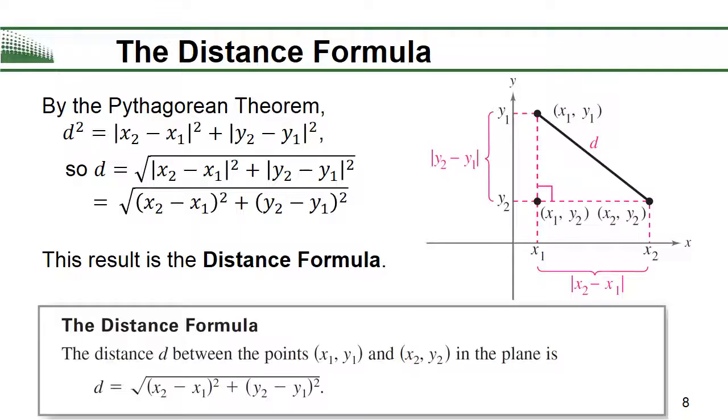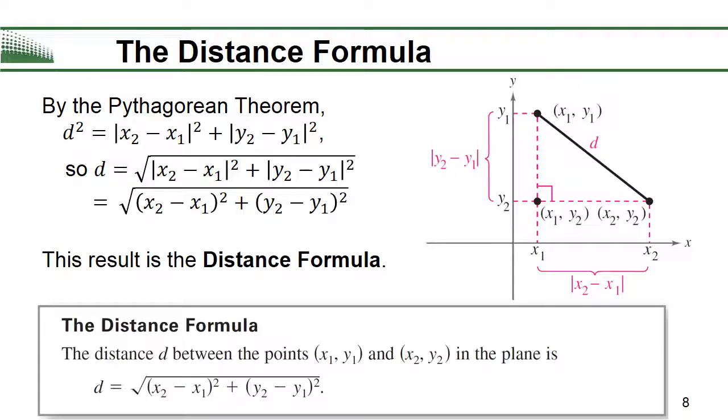So using the Pythagorean theorem on these sides, we have that the diagonal, the distance we're interested in finding, d squared, is the difference in the x value squared plus the difference in the y value squared. Okay, to get d by itself, we take the square root of both sides. And then you'll notice that they drop the absolute values. The reason for that is that when you square a number, it's going to become positive anyway.